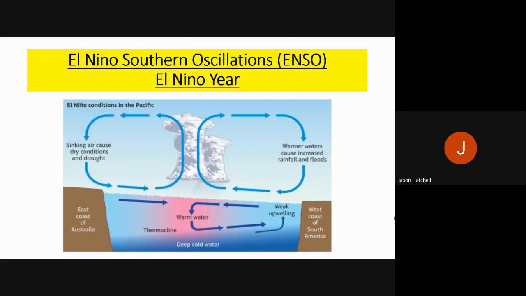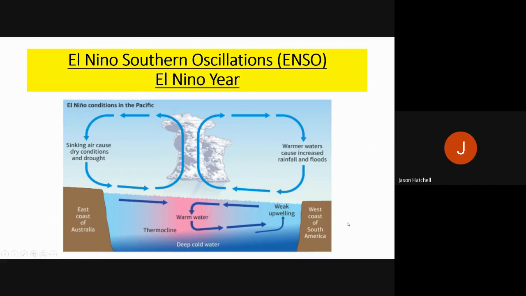Now, in an El Nino year, conditions change. Again, we have Australia and South America. What's happened this time is the winds have changed. The trade winds have changed. The average wind in the area has changed. Just like, for example, on coasts with longshore drift, when the prevailing wind changes, the longshore drift wind direction also changes.